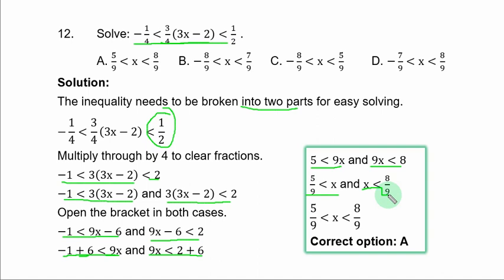What you do again is to combine the solution set. If you combine them, you have 5 over 9 less than s less than 8 over 9. A is the correct option.